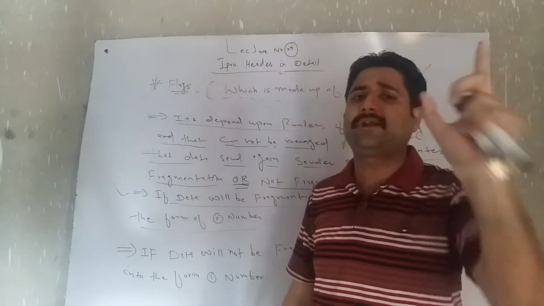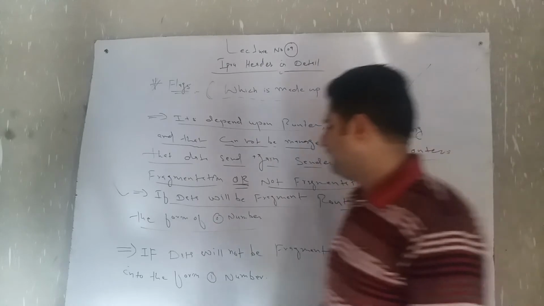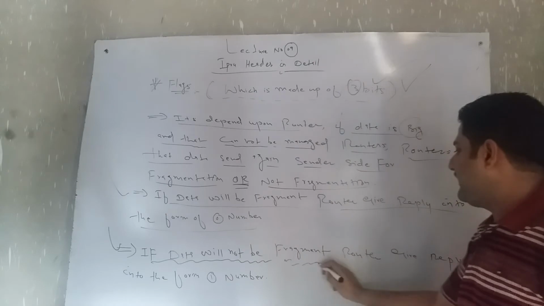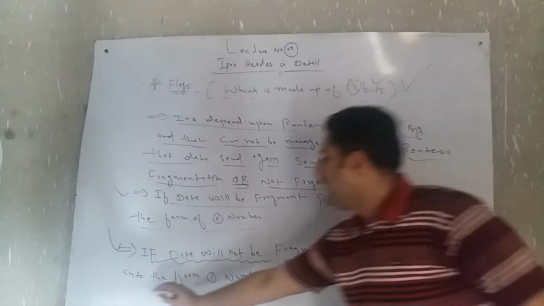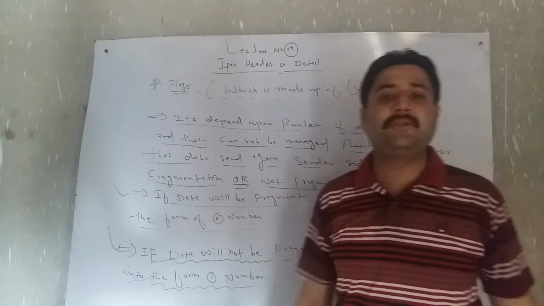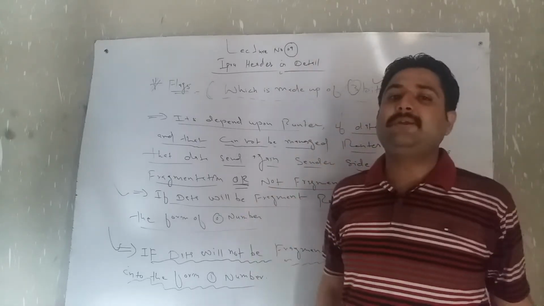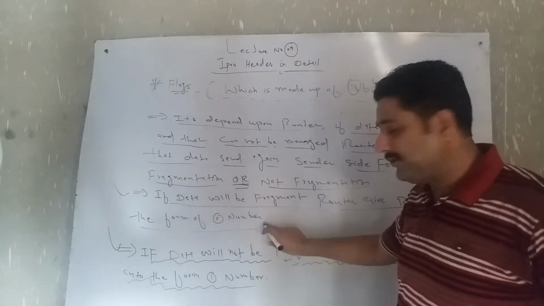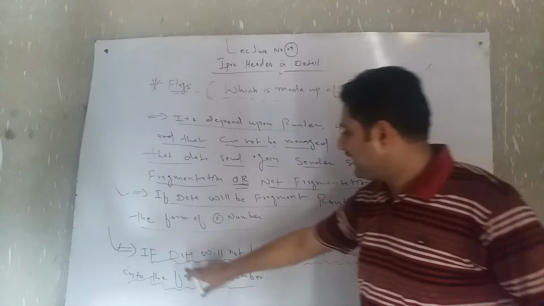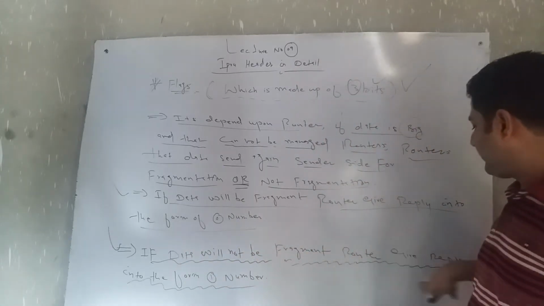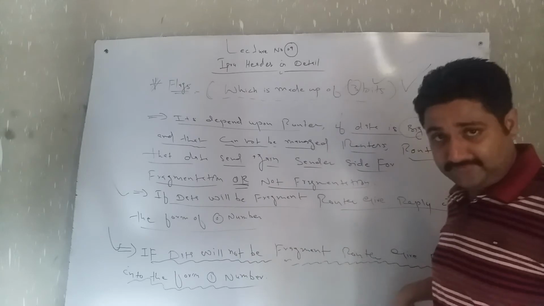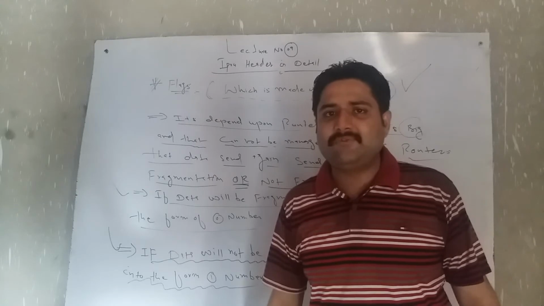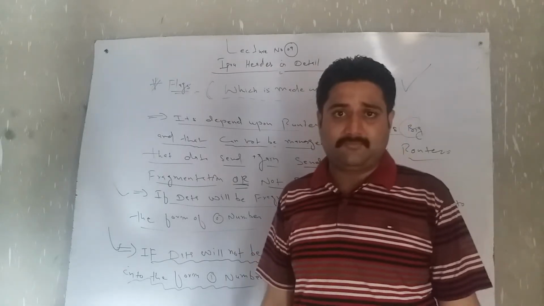It's an important trick. Next, if data will not be fragmented, the router gives its reply in the form of number 1. If data will be fragmented, the router responds with 0. That is first. Next, if data will not be fragmented, the router gives its response to the sender side in the form of 1. So please connect with me, I will cover the next term.